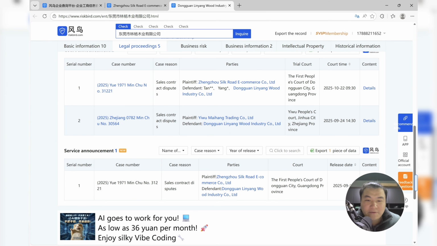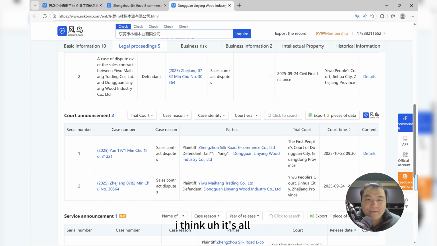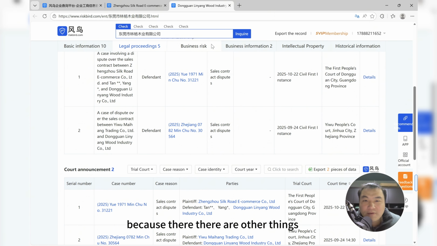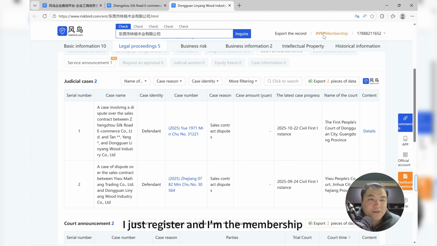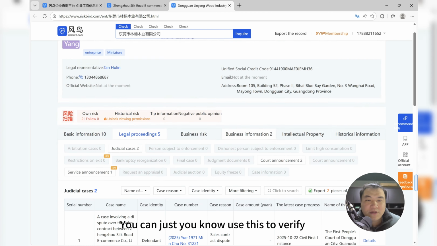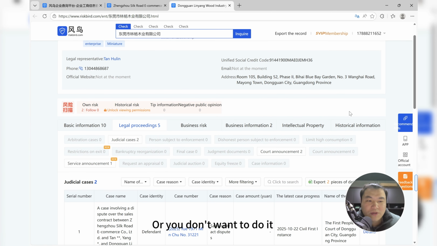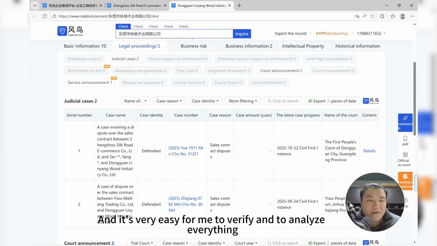Very awful. So after talking about this, I think that's all. There are other parts you can check out, but it's limited. I just registered and I'm a member, but it's still not fully open to me and the function is limited, but it's enough for me. If you want to verify any company, you can just use these two tools to verify, or if you don't want to do it, just send the company name to me, and it's very easy for me to verify and analyze everything.